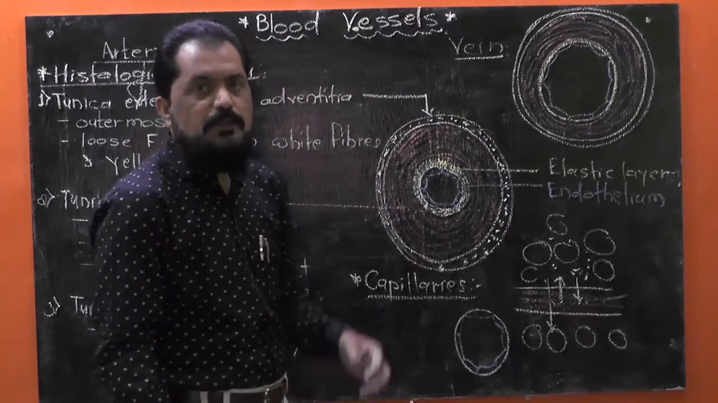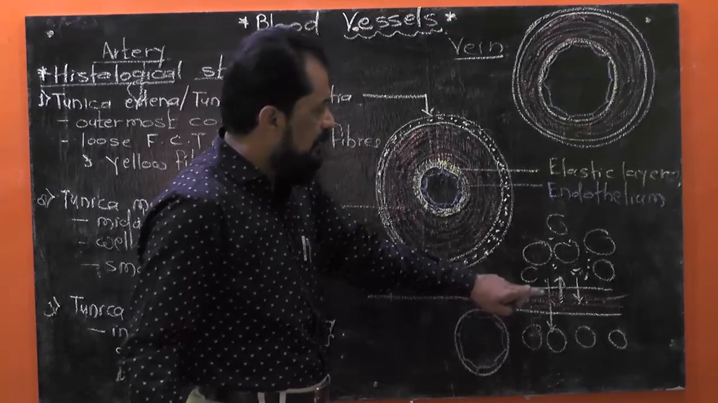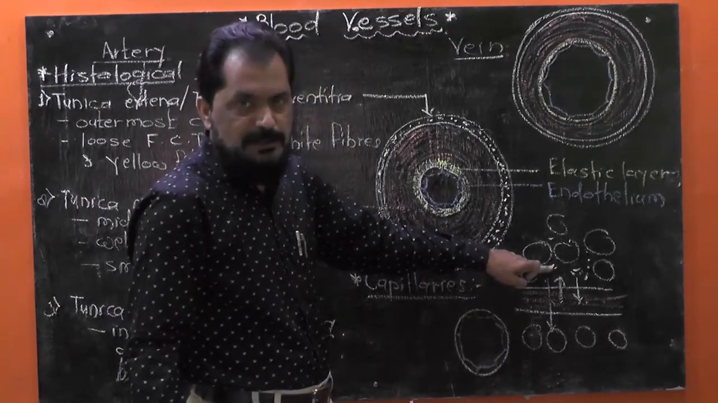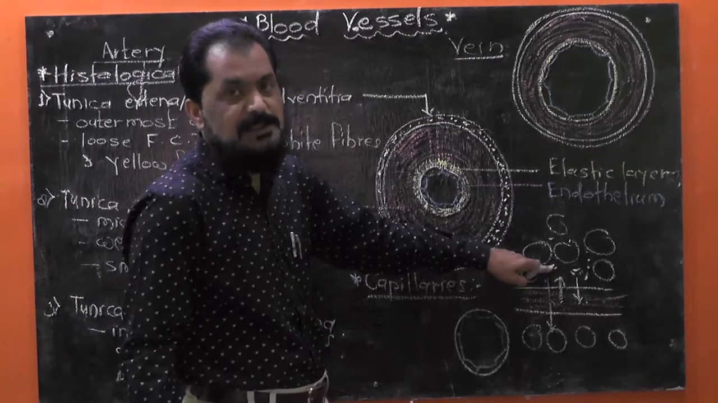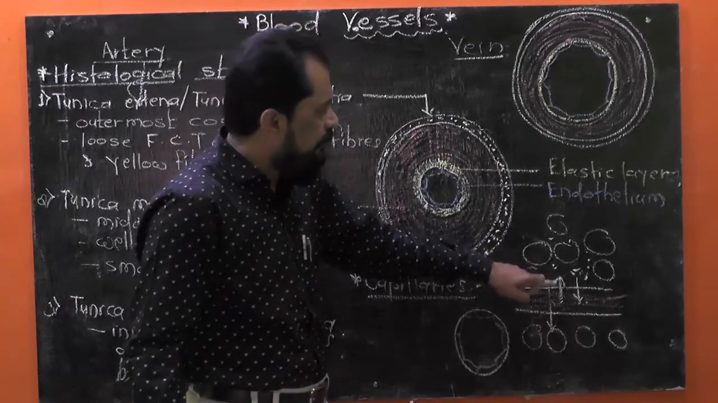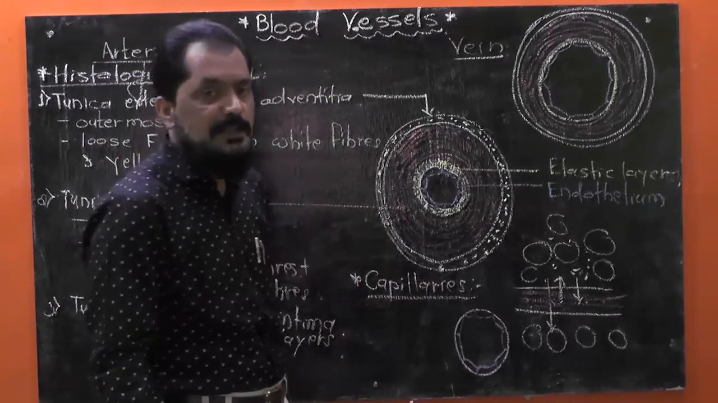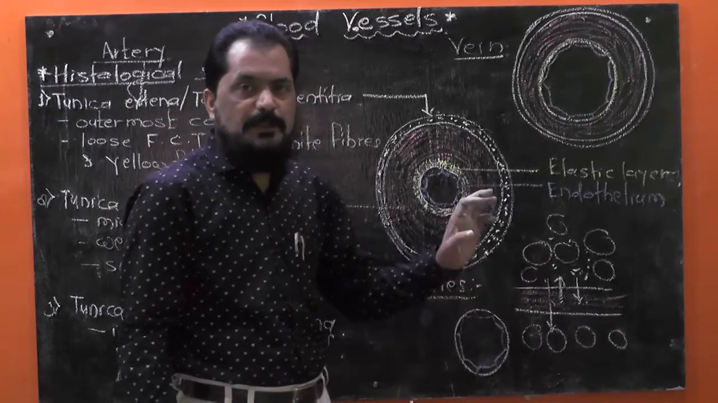It means the nutrients and oxygen diffuse out from blood into the tissue fluid, and the unwanted materials like waste materials, nitrogenous toxic waste materials, carbon dioxide etc. diffuse from tissue fluid into the blood. It means the exchange of materials between the blood and tissue fluid takes place at the capillary level.